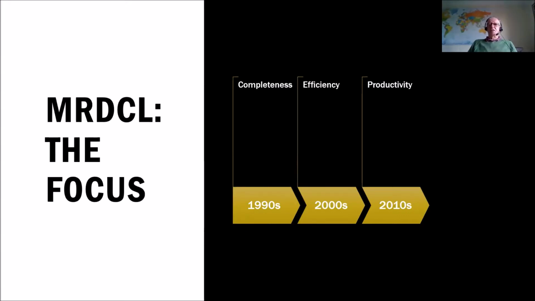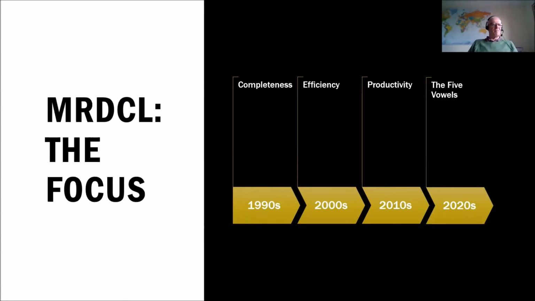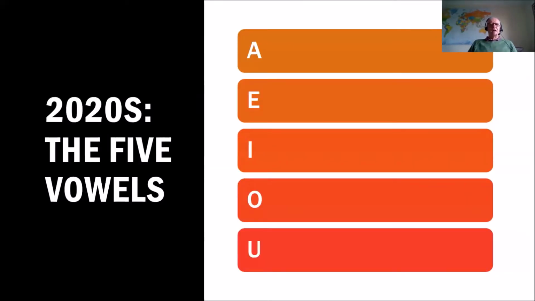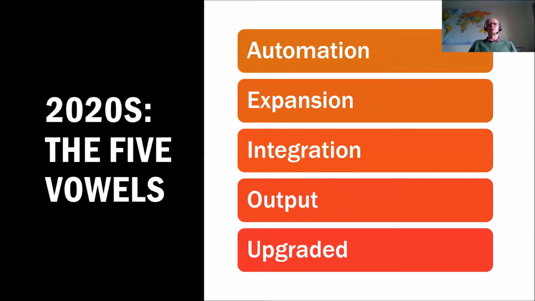So what's for the 2020s? Well, 2020s I've called the 5 vowels, just as something that perhaps you can all remember. And that's really what I'm going to present here to you now. So everybody who knows their English alphabet will know the 5 vowels are A, E, I, O, U. And it's a good way of remembering the 5 things that this first phase of updates in MRDCL is all about, because it's about automation.